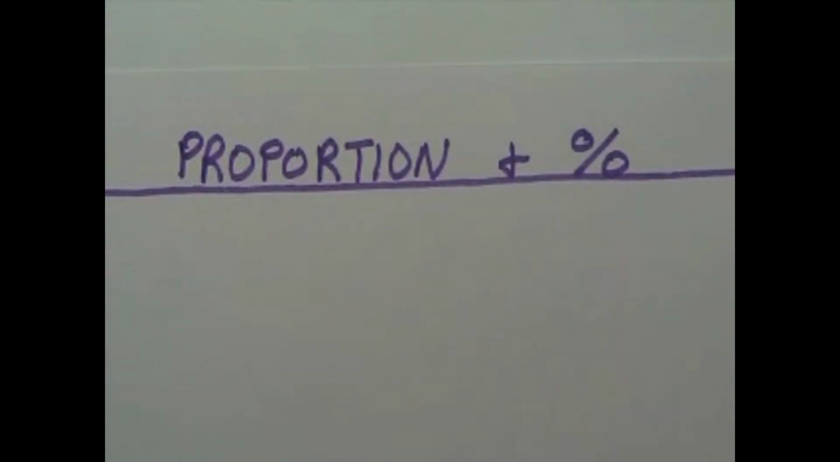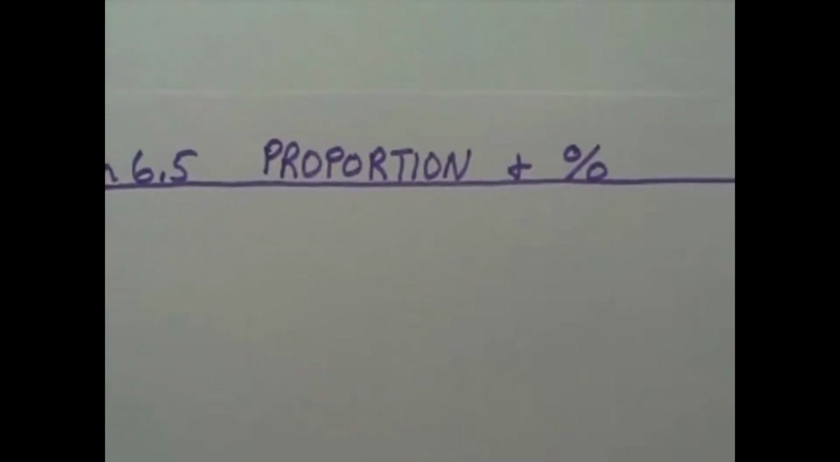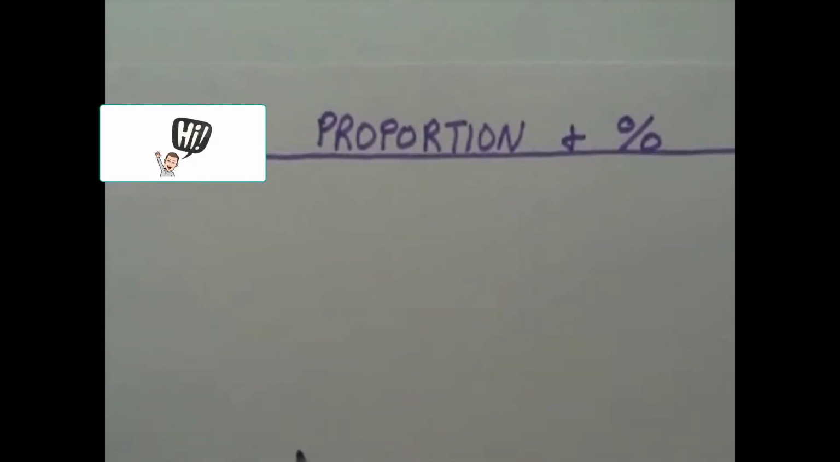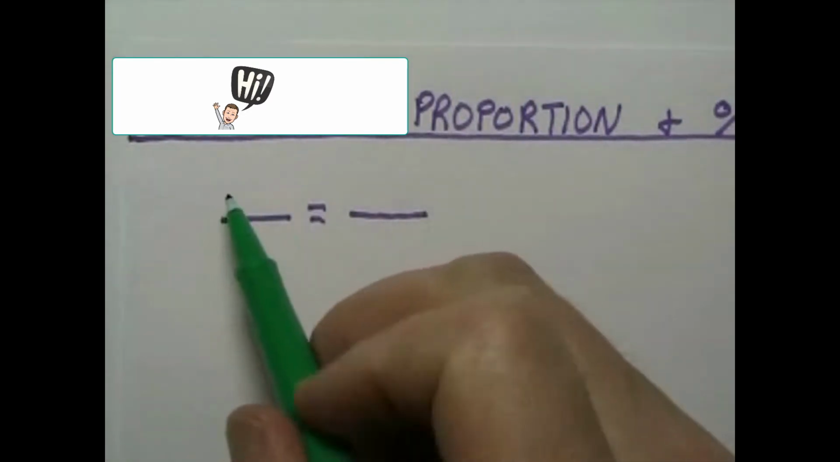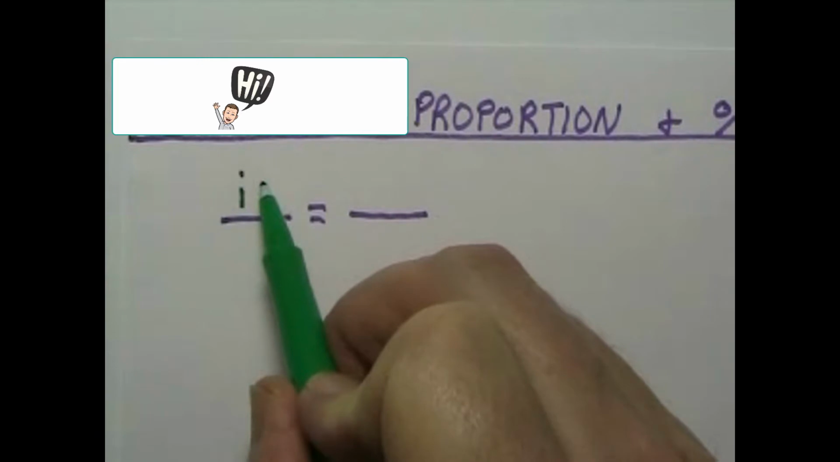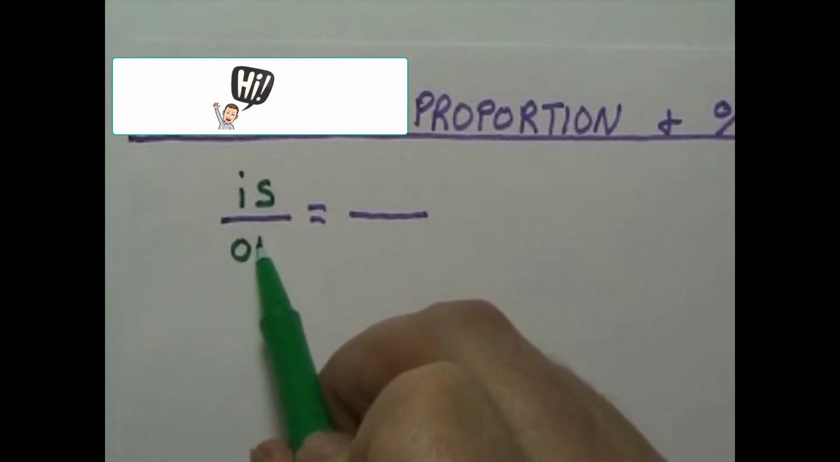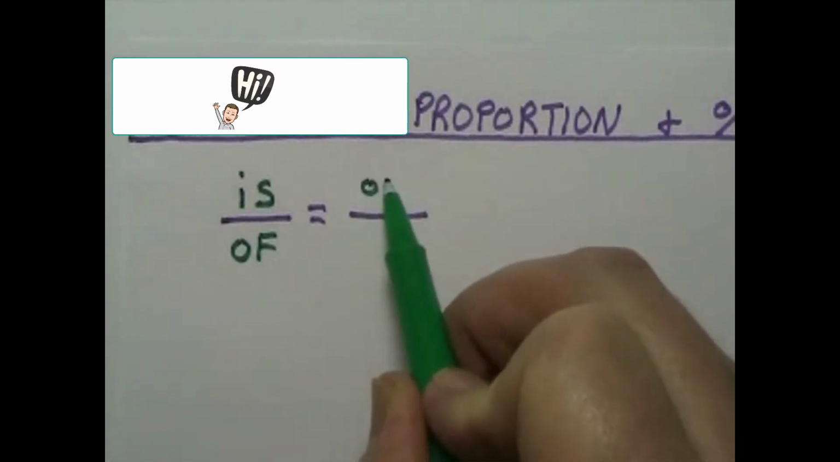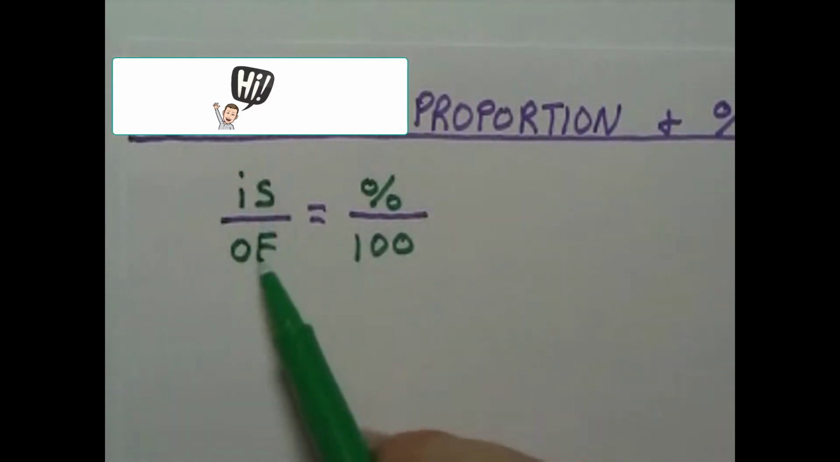Proportion and percent. Now, there are three types of problems I'm going to be showing you today. But with all of them, you're going to have to remember this. When you see these words, is, of, percent, and 100, you need to keep this in mind. Is, of, percent, 100, this proportion.